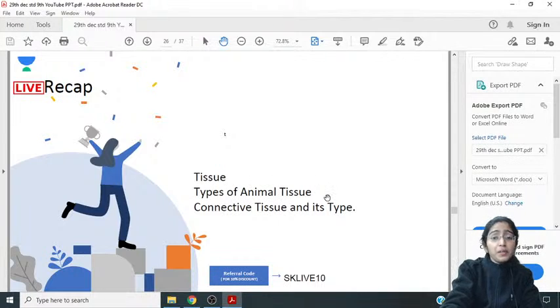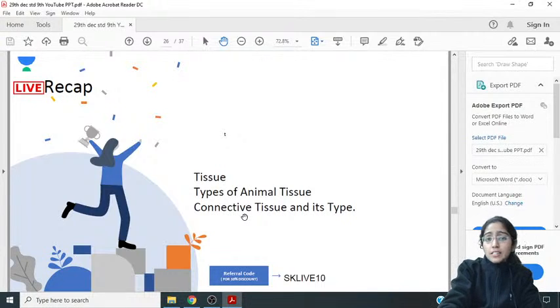Further types will be done in the next class, that is in the month of January, when we are going to meet again. I'll be taking connective tissue to be continued and I can take some other tissue as well. Among the 4, connective tissue is the most abundant. What is the reason behind it? It has a broad classification. It is basically classified into 3 parts: loose connective tissue, dense connective tissue and special connective tissue.